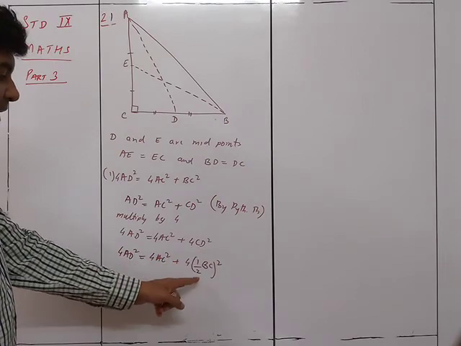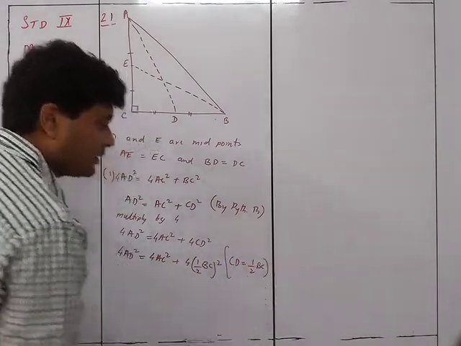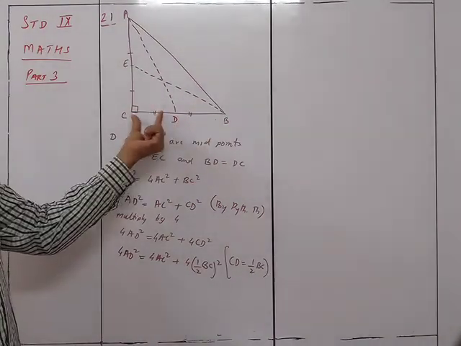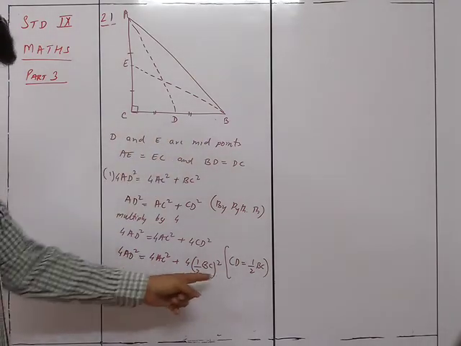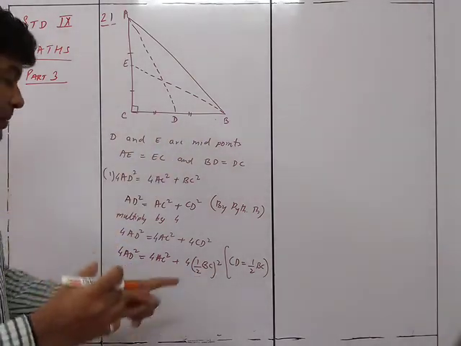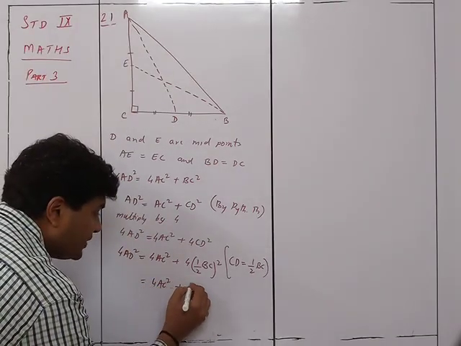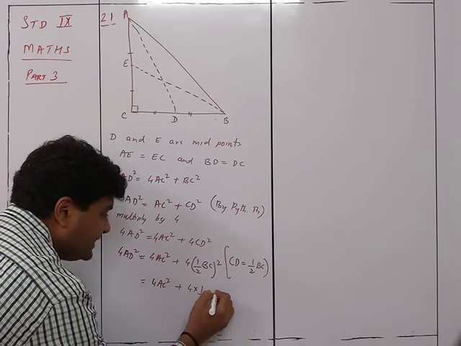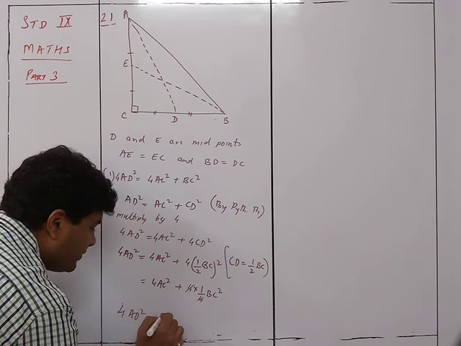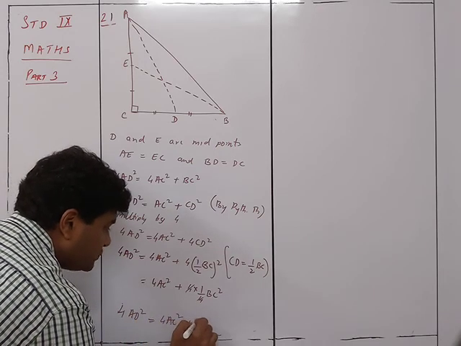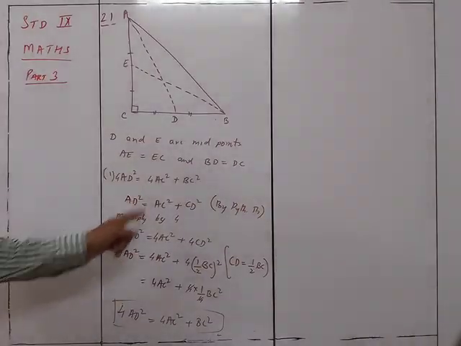Half BC. CD के बदले क्या है? Because CD is equal to half BC, because CD and BD are equal. So this complete thing is half of this thing. Now what is half BC the whole square? It will be 1 upon 4 BC square. So it will be equal to 4AC square plus 4 into 1 upon 4 BC square. So 4 gets cancelled. Hence we get 4AD square is equal to 4AC square plus BC square. This is the required thing.